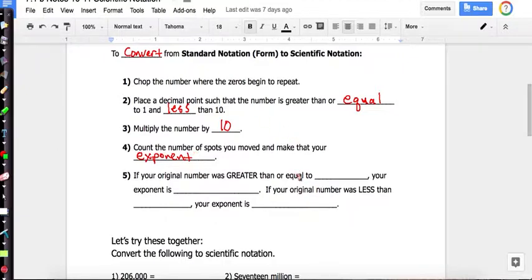If your original number was greater than or equal to 1, your exponent is positive. If your original number was less than 1, your exponent is negative.